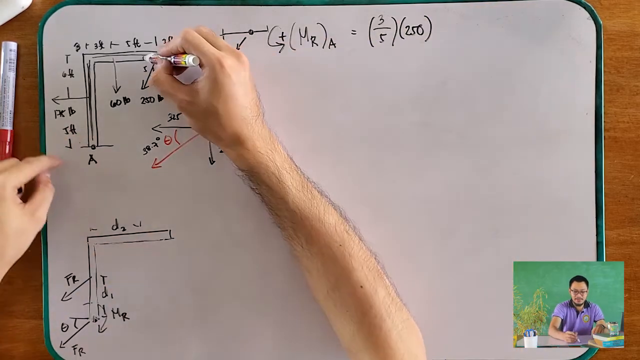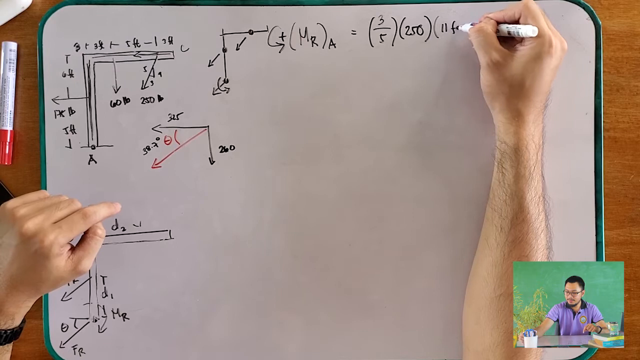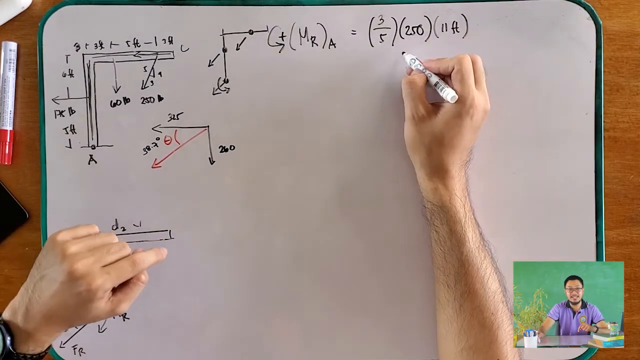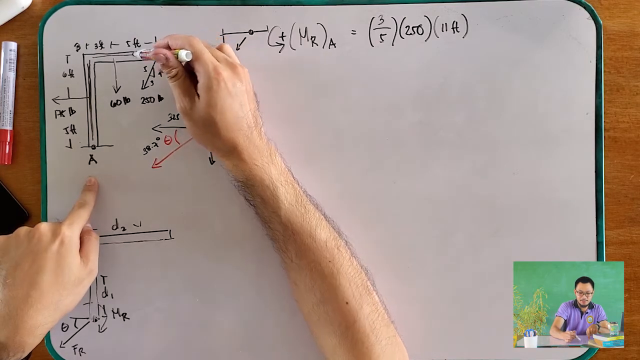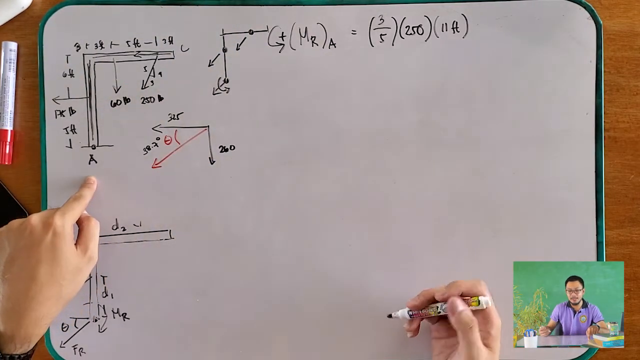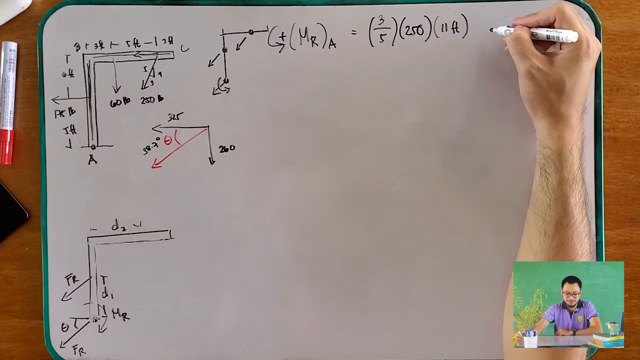Moment arm of this x component, what is the distance? 11 feet. Is this positive or negative? This x component creates a counterclockwise direction, so this is positive. Next, the y component.